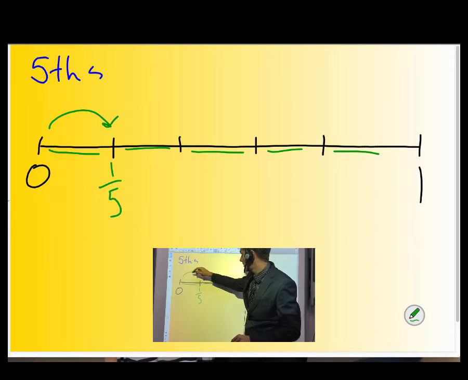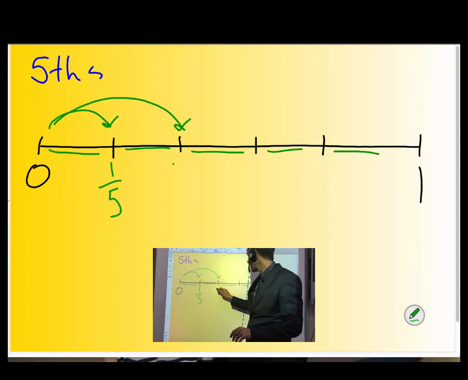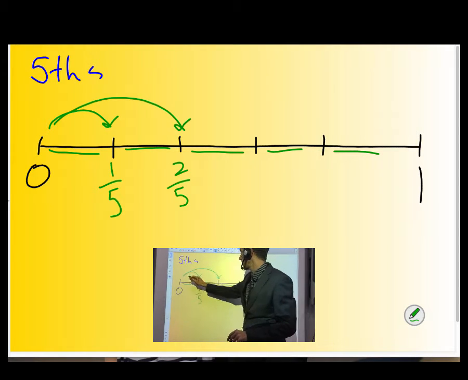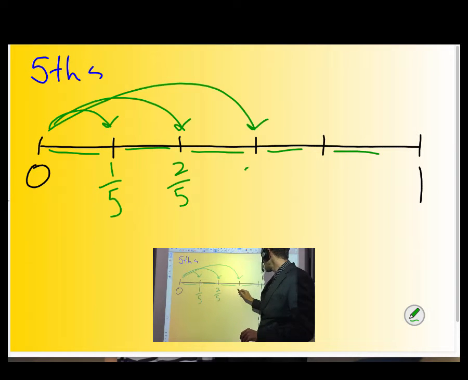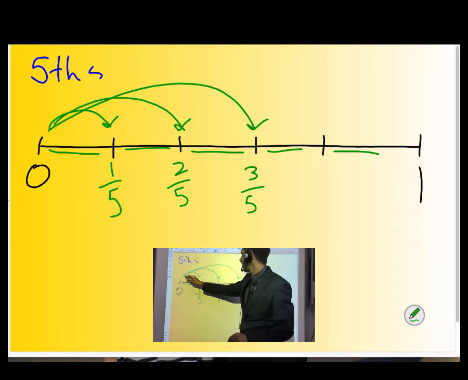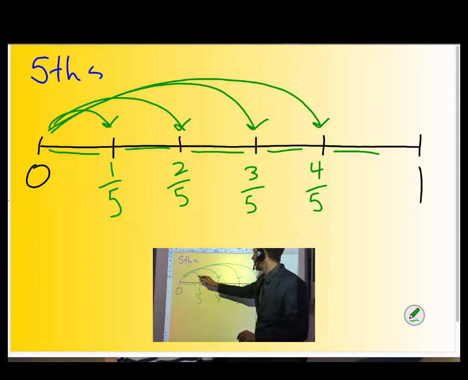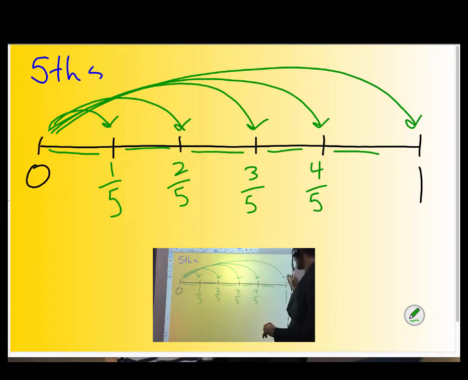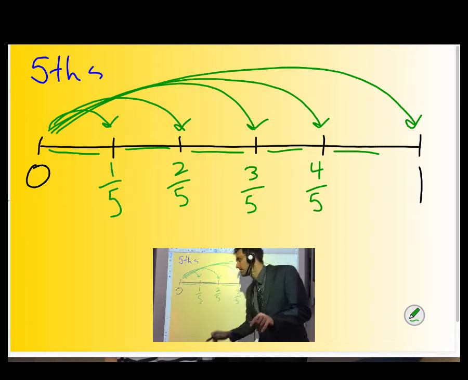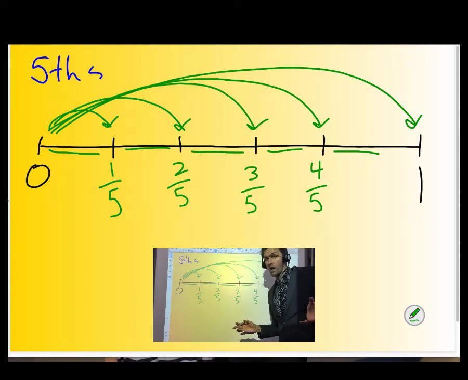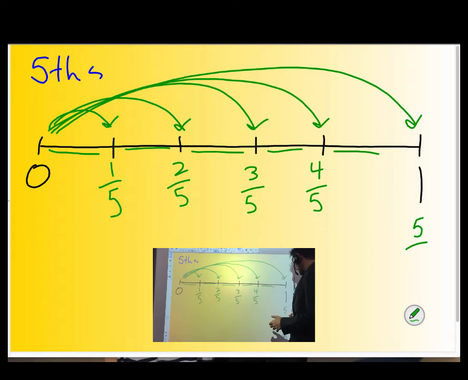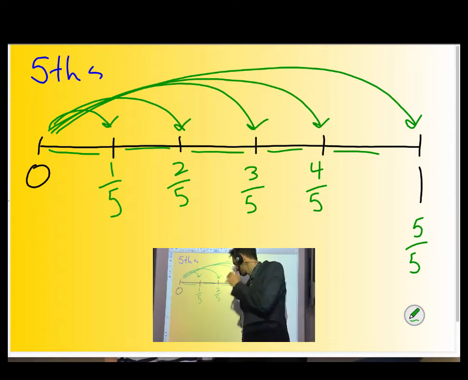But the number line from there to here would be 2/5. And the number line from there to there would be 3/5. And the number line from there to there would be 4/5. And the number line from there all the way to there would be, I wonder if you know, a whole 1 or 5/5. Let's do some together.